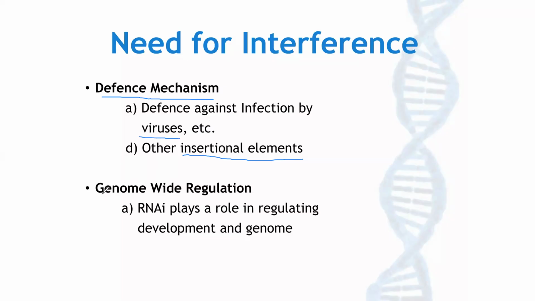And then second, we have genome-wide regulation. In the case of genome-wide regulation, we can use RNA interference to investigate or regulate the development and the genome. So you see, we have some genes that are important in terms of human development, like growth hormones, or we have some proteins that we don't even know their functions. Therefore, you can use RNA interference to regulate or to understand the functions of a gene.